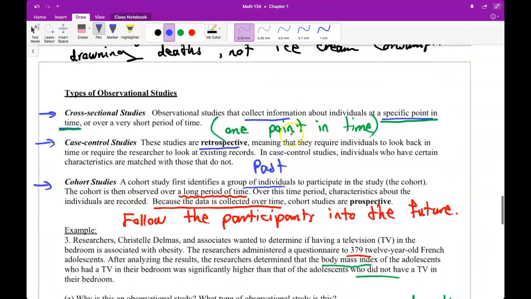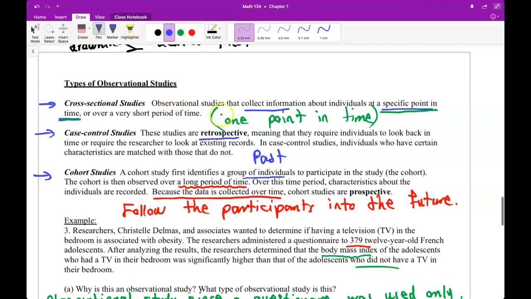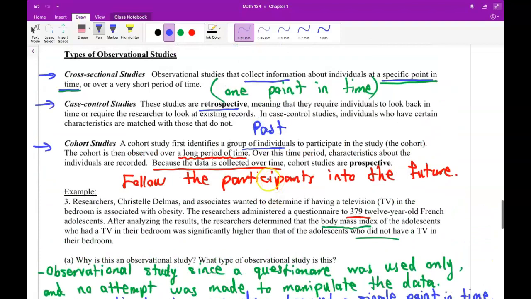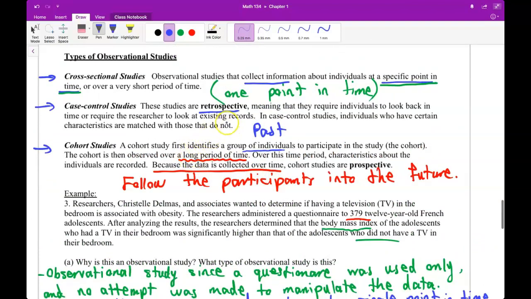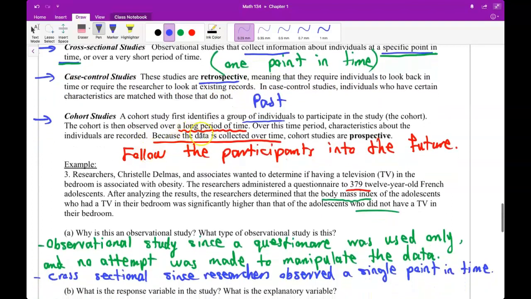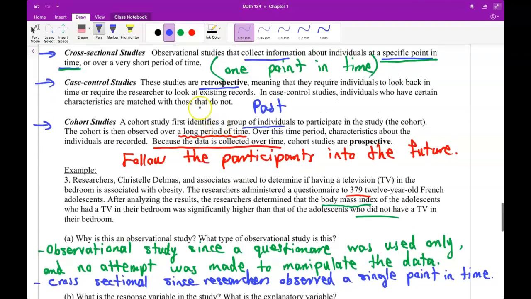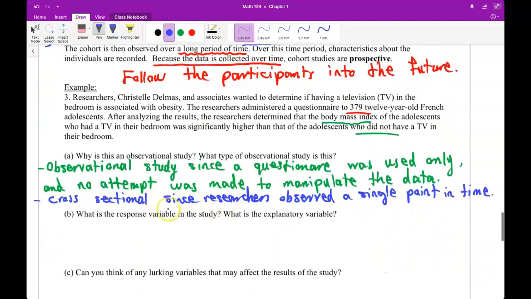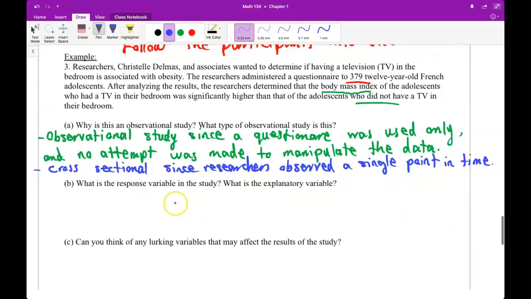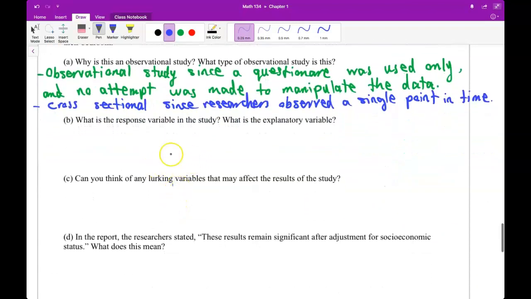See, here was the definition for that part. An observational study that collects information about individuals at a specific point in time or over a very short period of time. So it's not based on existing records, or over a long period of time. It's over a short period of time. That's why this is a cross-sectional study.